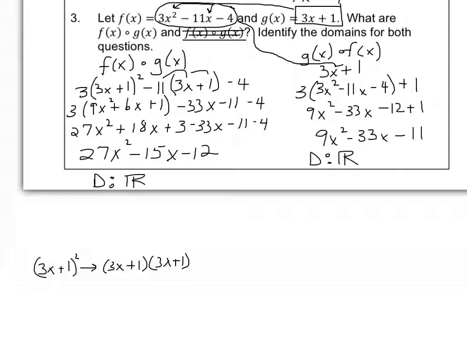Okay, so this covers part 3 of section 6.6, which is the composition of functions. Remember, the composition of functions is really just a fancy way of doing substitution.